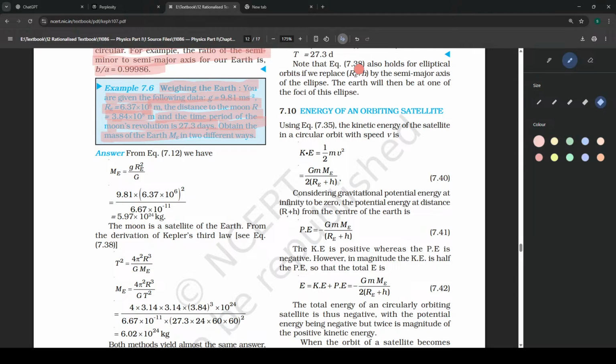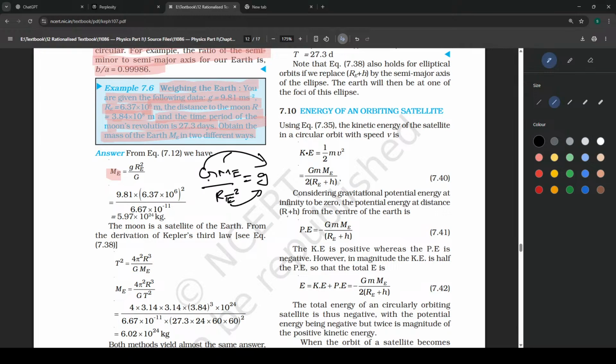The second method: they provided the acceleration due to gravity at the surface. We know that Cavendish used this method to weigh the Earth, that is, the mass of Earth. Basically, he used our most commonly used formula, G ME by RE whole square, which equals g. He shifted this one this side and this one this side. We will be left with the mass of Earth, and we will get it as 5.97 into 10 power 24. We don't need anything like the mass of the moon or the radius of the moon. This is the easiest method.